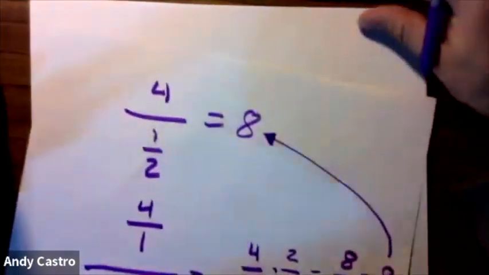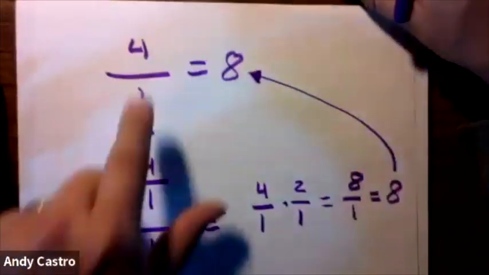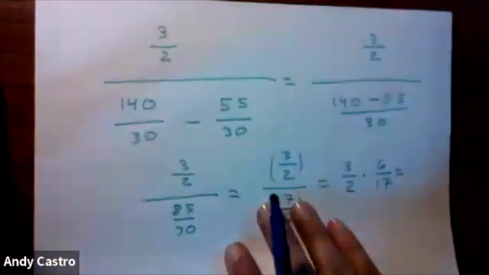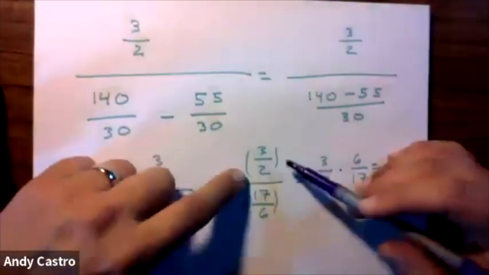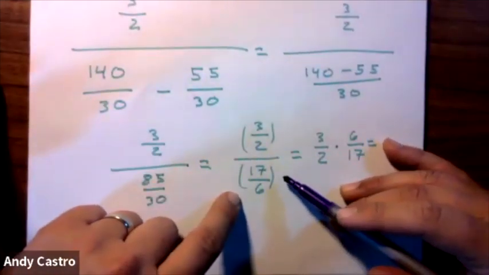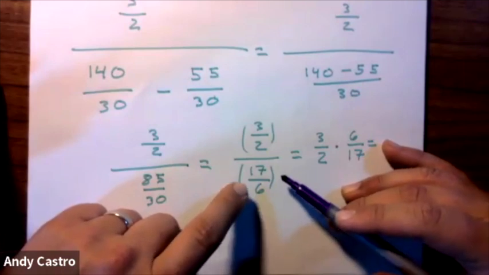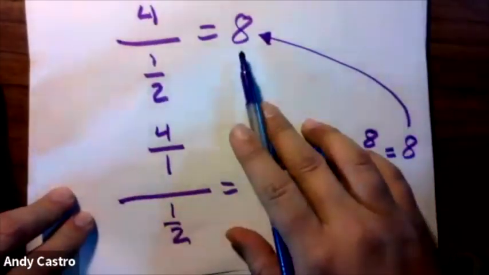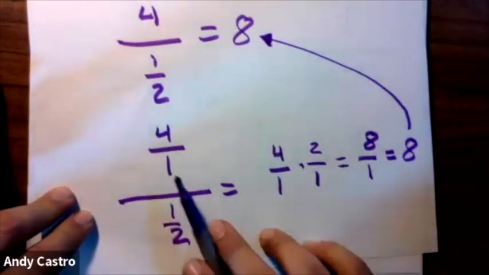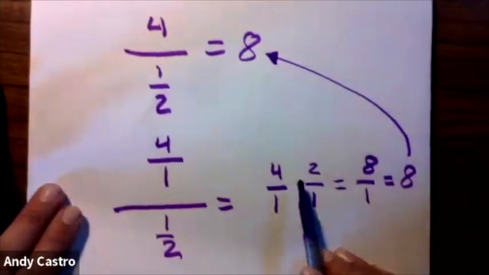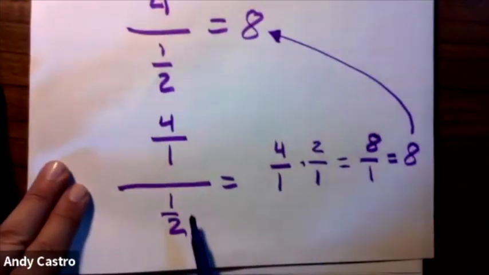You can visualize 4 apples dividing it into halves. What's harder to visualize is that you have 3 halves of an apple that you're dividing into 17/6 of an apple. That's a lot harder to visualize. And so then utilizing the math behind how we get there, we're going to take the same principle. We're going to take the numerator, 3 halves, and we're going to multiply it by the inverse of the denominator.